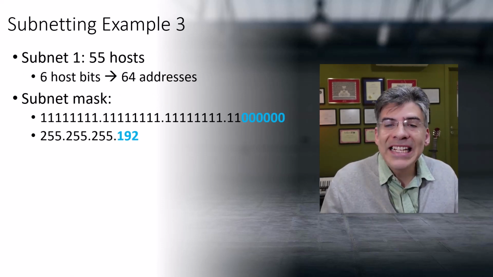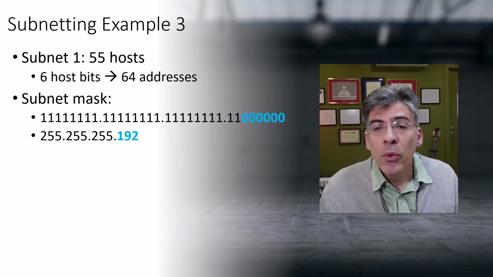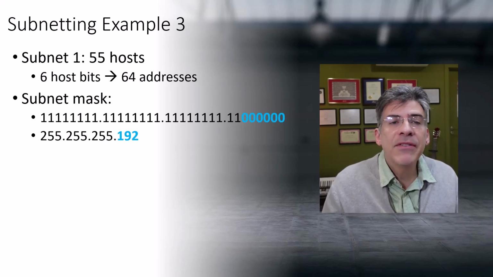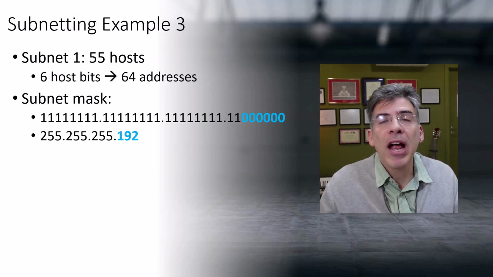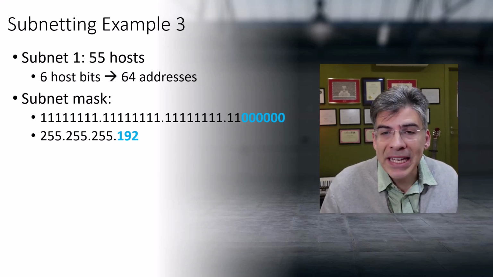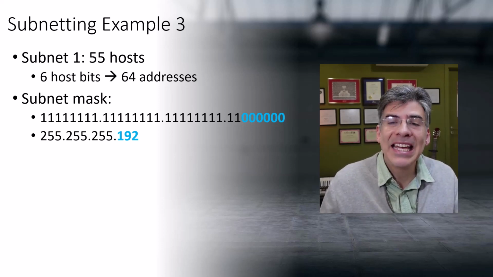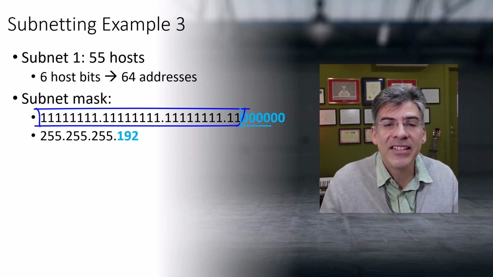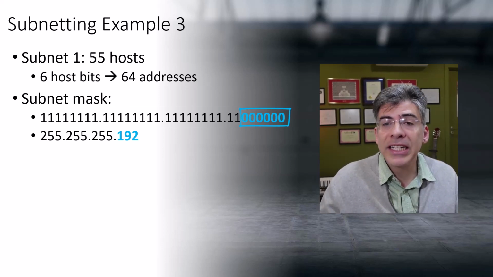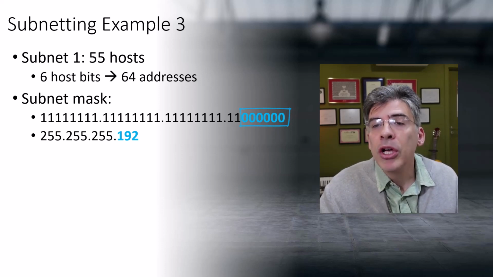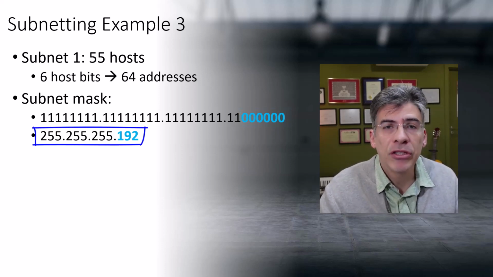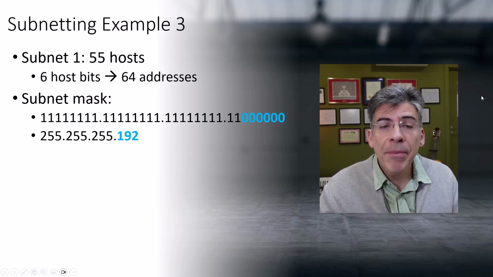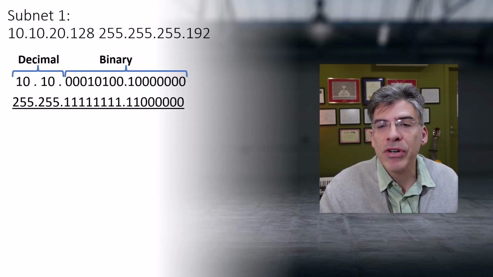Let's take a look at the details of subnet number 1. We have 55 hosts, we have 6 host bits, which gives us a range of 64 addresses. With 6 host bits, that means that our subnet mask in binary is composed of 26 ones and 6 zeros, like so. In dotted decimal format, that comes to 255.255.255.192.